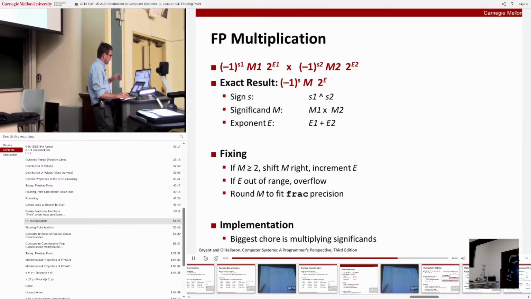Okay. Now, we won't spend much time. I just want to mention a few things about multiplication and addition.